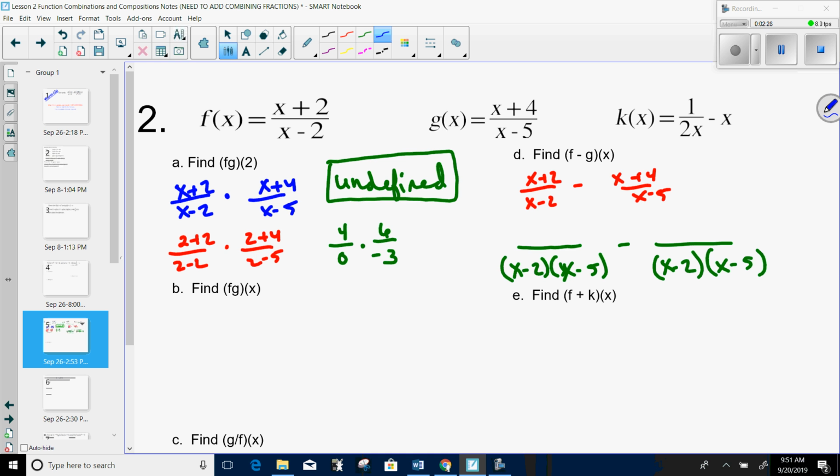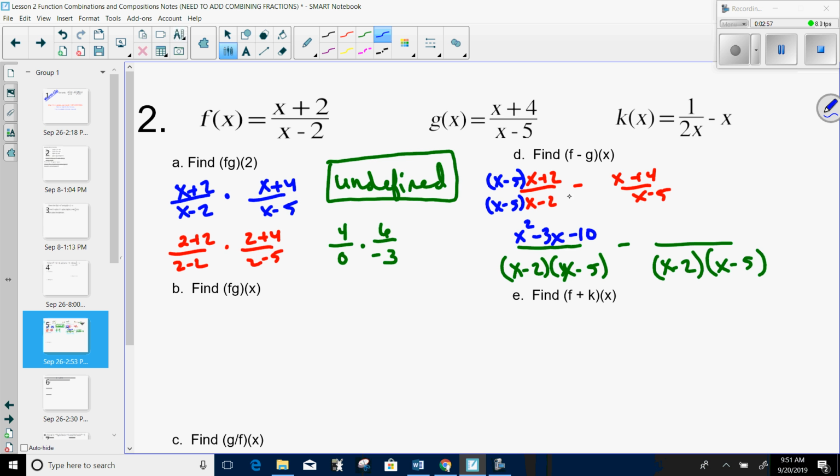And then I go back to the top. How do I make this first fraction have a denominator of x minus 2 and x minus 5? I have to multiply this by x minus 5, which means I also have to multiply the top by x minus 5. Then I distribute that. X times x is x squared. X times 2 is 2x. Negative 5 times x is negative 5x, which becomes negative 3x. And then negative 5 times 2 is negative 10.